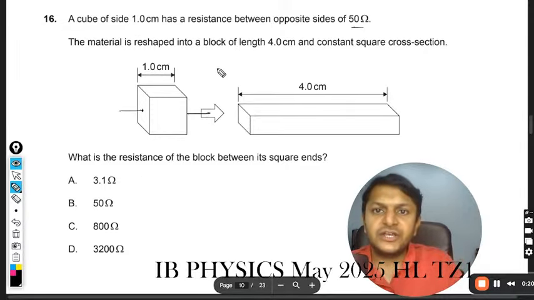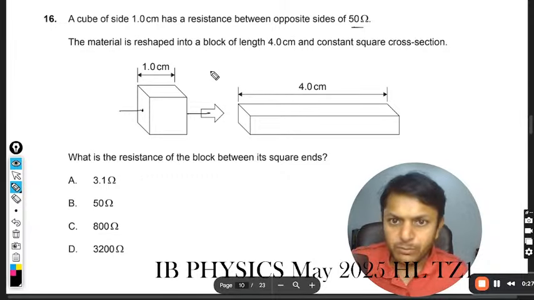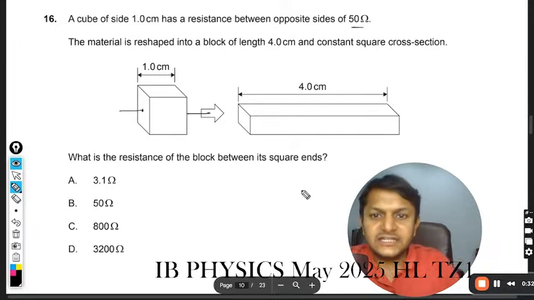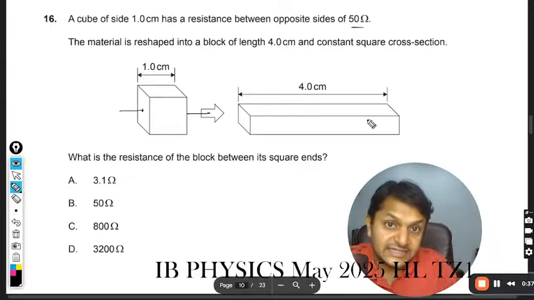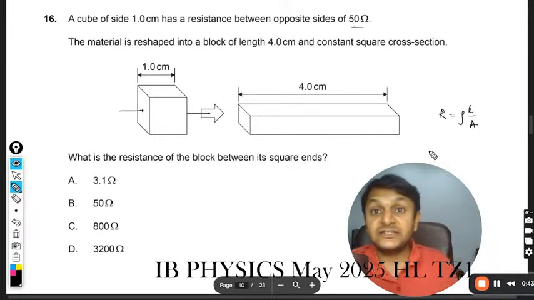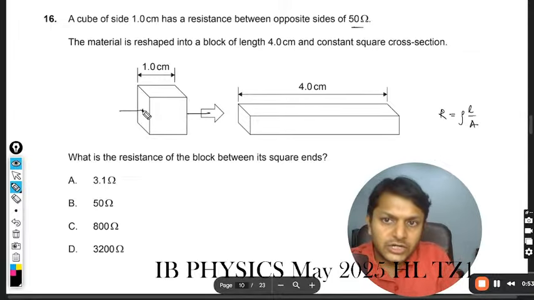The material is reshaped into a block of length 4 centimeter and the constant cross section area. What is the resistance of the block between its square ends? So what is the resistance here? We are going to use the formula, but the resistivity is not given. So of course we would be finding all the unknown variables from our first case, in which you're passing current from the cube.